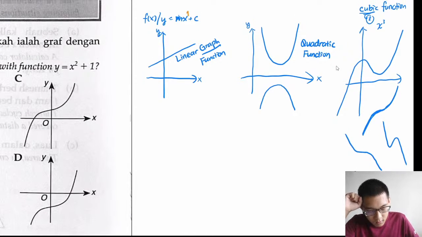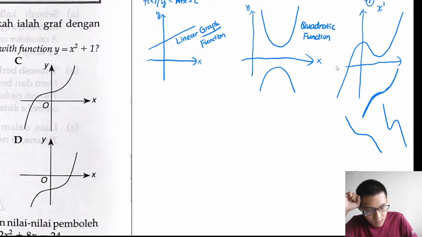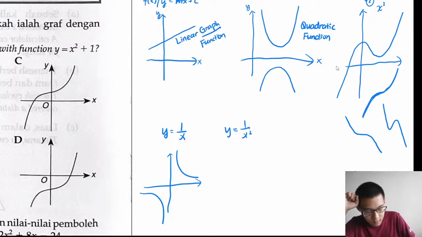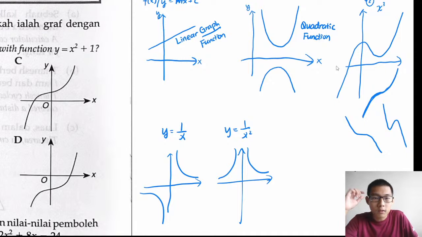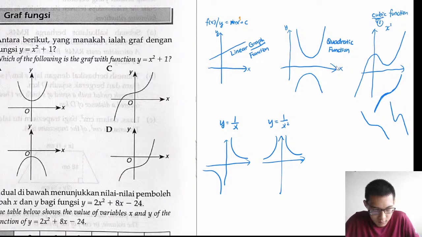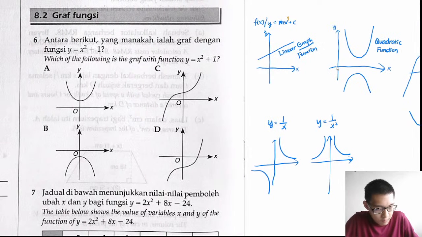Later we also have another two functions, which are y equals 1 over x and y equals 1 over x squared. So there are two different functions here. One function looks like that, and the other looks like that. For x squared, y is all positive. So this is the pattern of the graph.